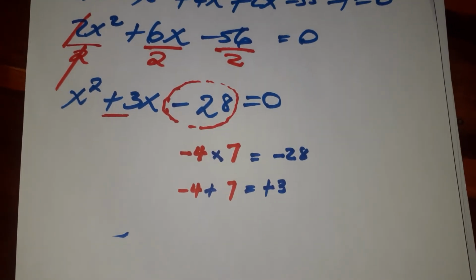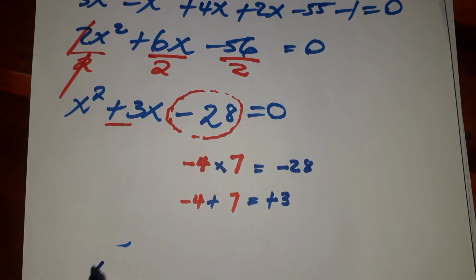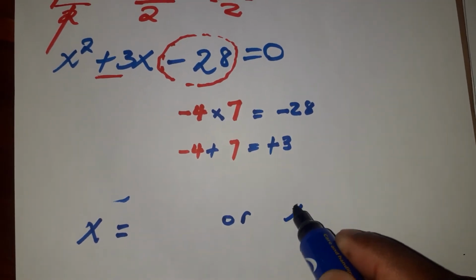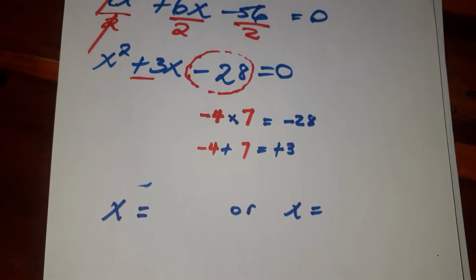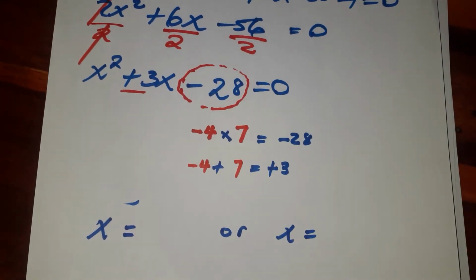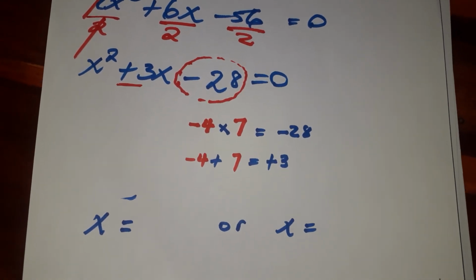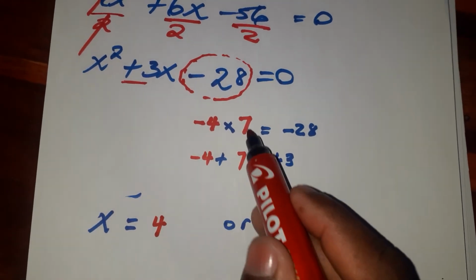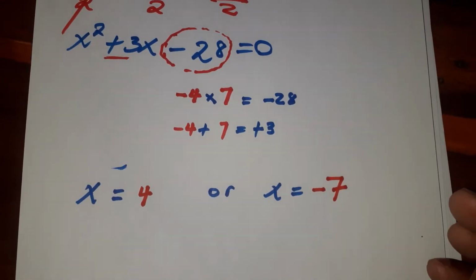Now, the two solutions for this quadratic equation, let's write x equal to, or x equal to. There should be two values. For every quadratic equation, there should be two solutions. Since these are the two numbers that we have, negative 4 and positive 7, the solutions will have to be: the negative number becomes positive, and the positive number, which is 7, becomes negative. And those are the two solutions to that quadratic equation.